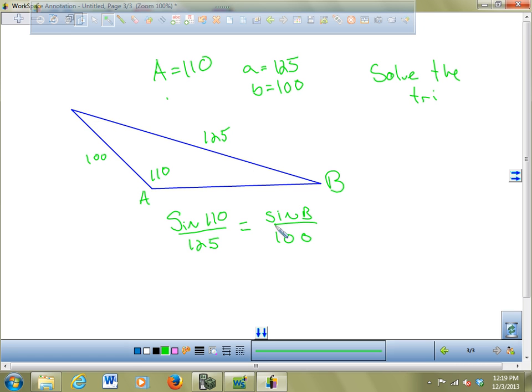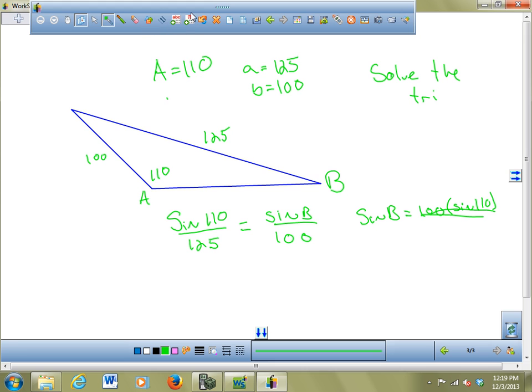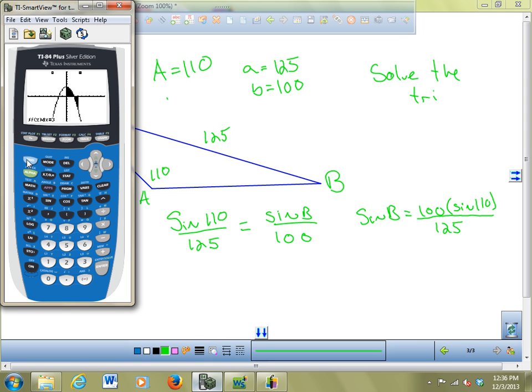Okay? So to do that, I'm going to solve for sine of B. So sine of B equals 100 times the sine of 110 divided by 125. And if you do that on your calculator, you get a number. And you want me to do that on your calculator? Sure you do.